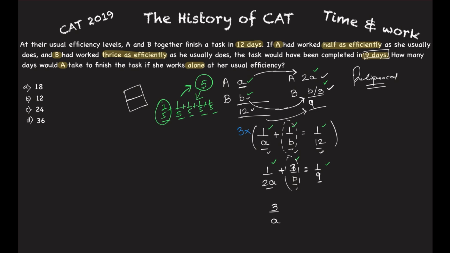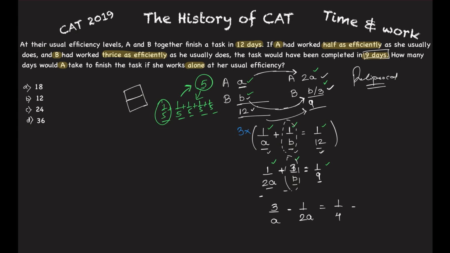I'll just solve it by a shortcut. So this is 3 upon A minus 1 upon 2A, because I subtracted both, and this 3 upon B minus 3 upon B gets cancelled, and this is 3 upon 12, which is nothing but 1 upon 4.